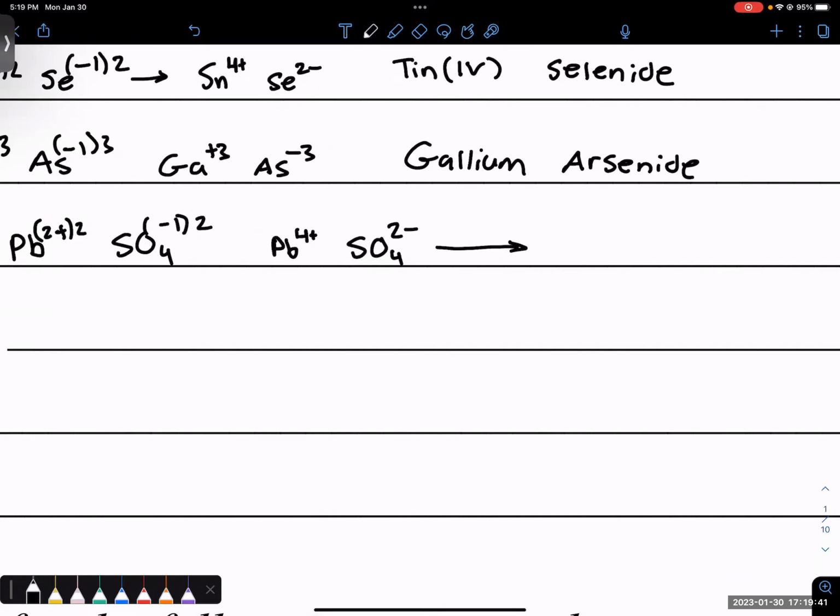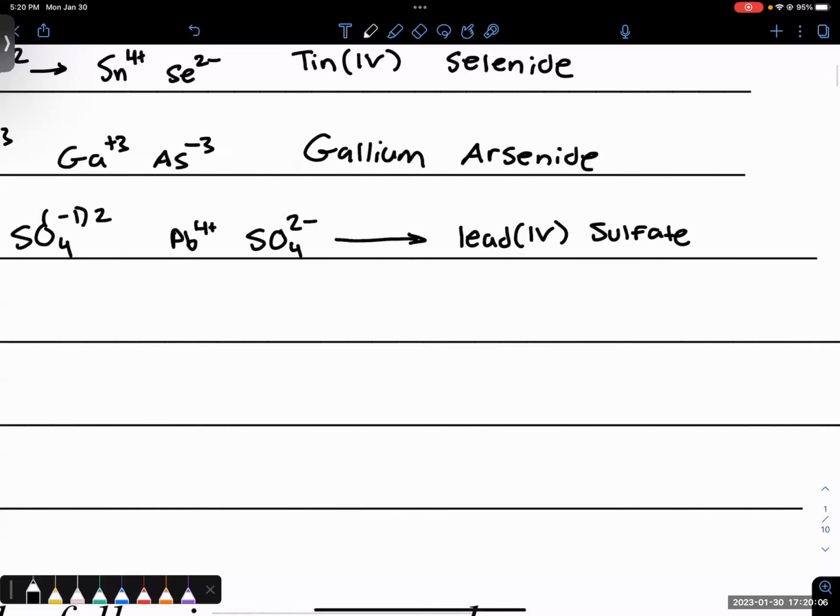So lead is not a transition metal, but it's in a group called the post-transition metals. So it can have different charges, and it has 2 charges, a +2 and a +4. In this case, we're dealing with lead 4, and we have sulfate on the end.